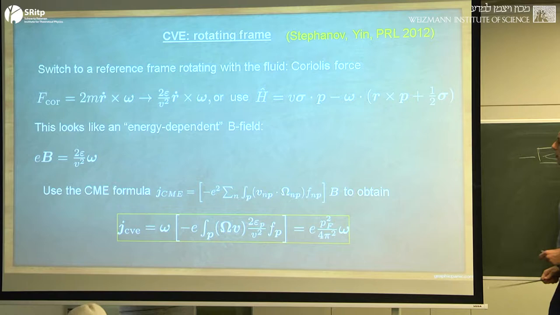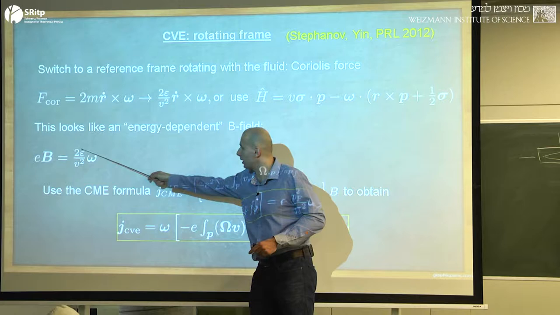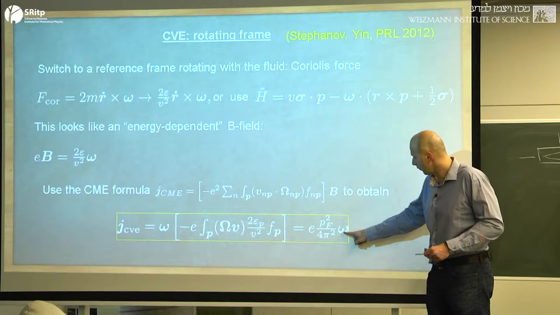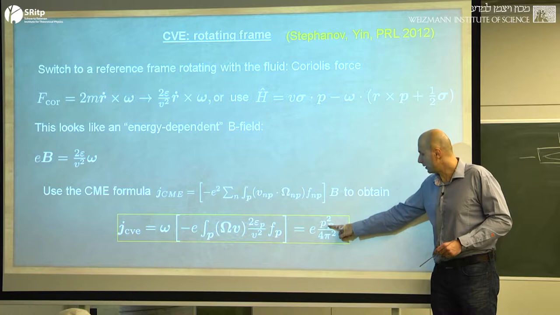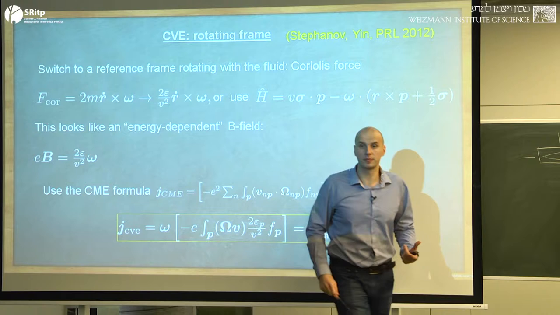All right, so what this looks like essentially is a Lorentz force with an energy-dependent magnetic field. So you take this energy-dependent magnetic field, you plug it into the chiral magnetic effect expression that we derived last time. You do the integral, and what you get is a current that flows along omega. Yesterday we had essentially mu here. Here, instead of mu there is mu squared, and the origin of this mu squared is the appearance of the energy in the magnetic field. Okay, so this is a mu squared type of effect. Fine, we got something.